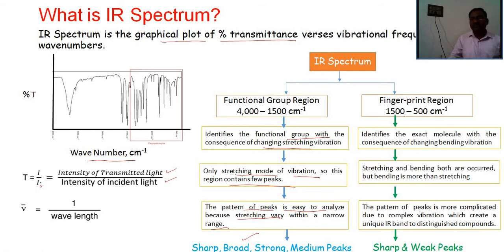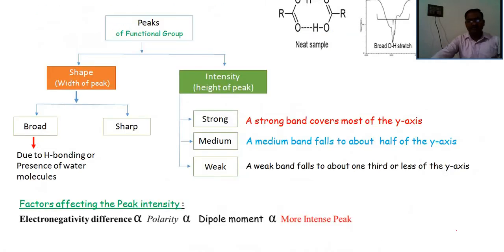The fingerprint region starts from 1500 to 500 per centimeter. It identifies the rest of the molecule through changing bending vibrations. Stretching and bending both occur, but bending is more than stretching. The pattern of peaks is more complicated due to complex vibrations, which creates a unique IR band to distinguish compounds. Here we get sharp and weak peaks.